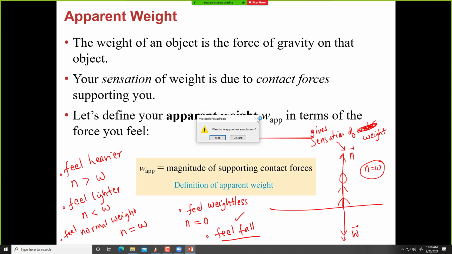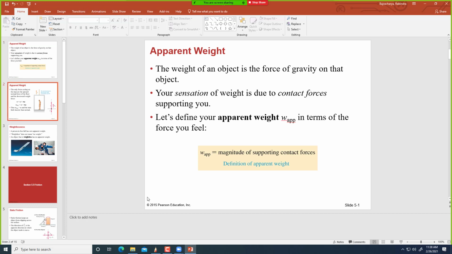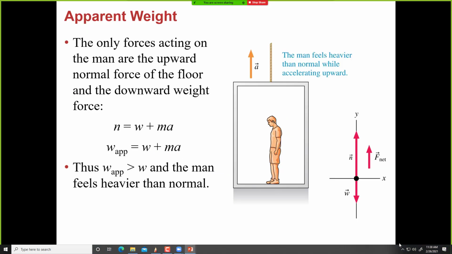So let's look at all these three cases. Let me first show you one and then I will show you the other. So here we have this elevator connected to a rope, and this elevator is accelerating up. The direction of acceleration is up. So how many forces are acting on this person? This person is the object of interest, which we denote by this dot.